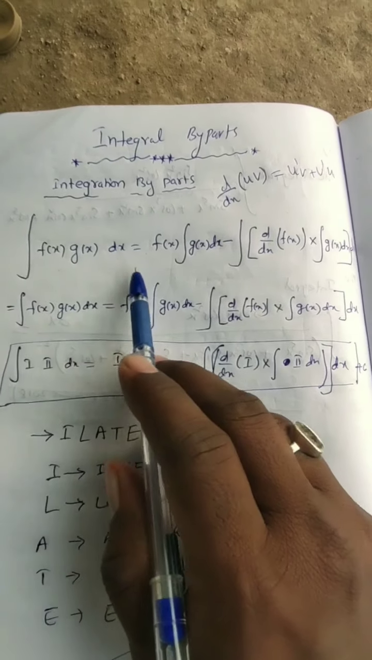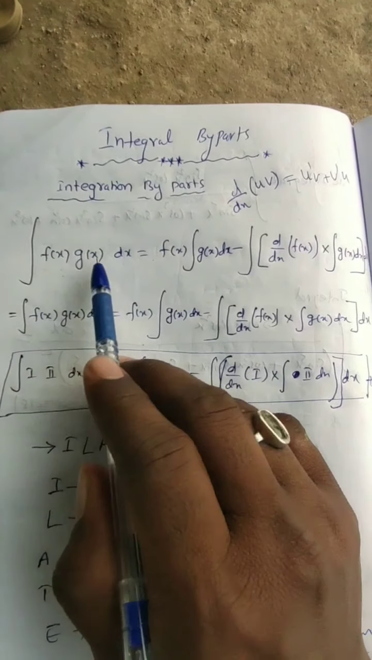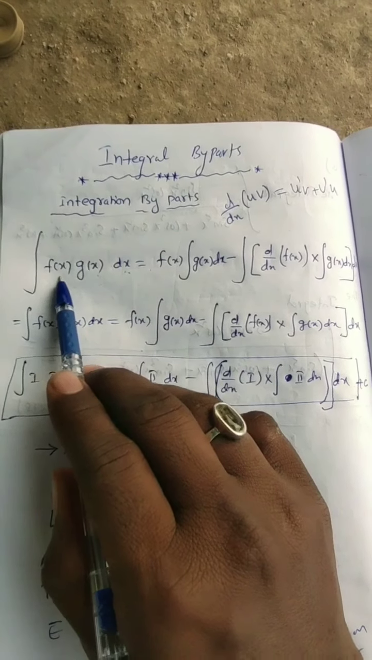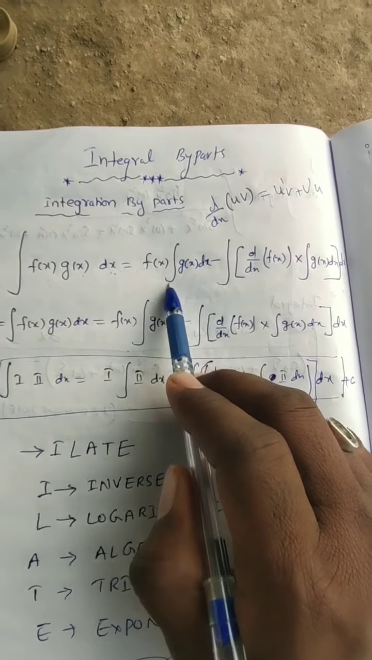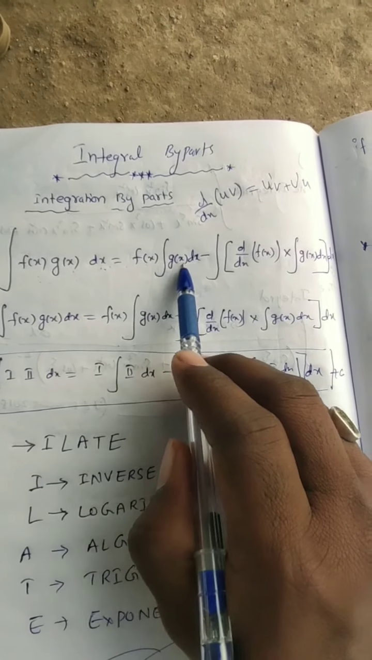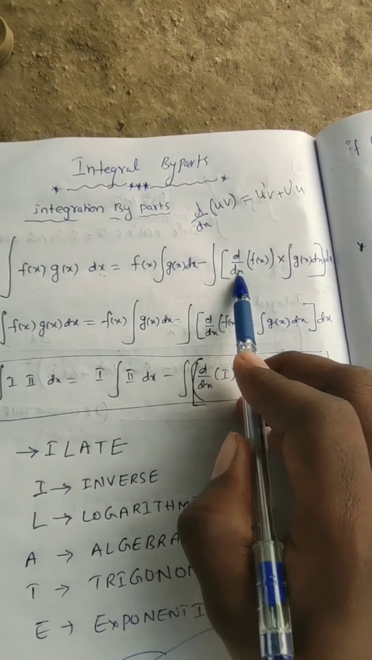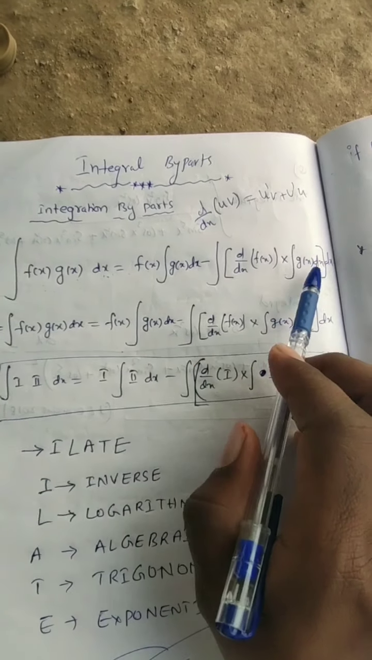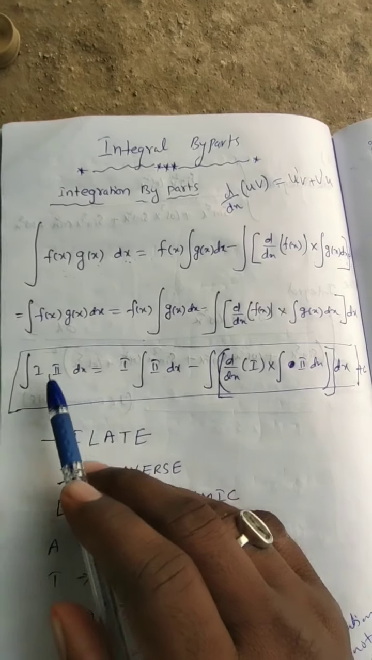Integration of f(x) g(x) dx is equal to, you should remember this one, please keep it in mind: f(x) will be outside, then we write the integration of g(x) dx, minus the integration of d by dx of the first function f(x) into the integration of g(x) dx, the whole result again integrated dx. I repeat, try to understand.